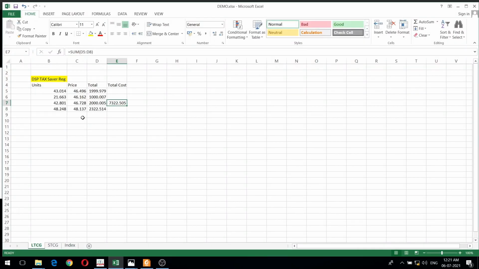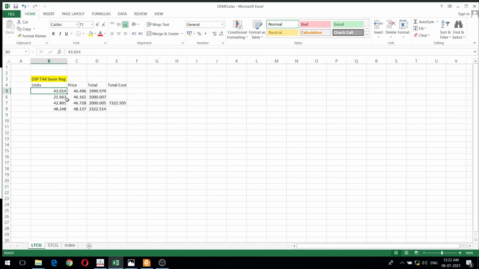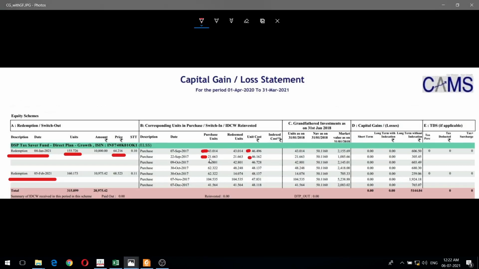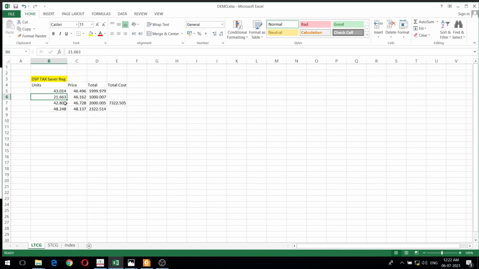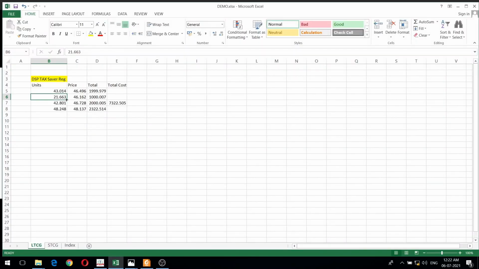So these are the units, 43014, and the unit cost is 46496. Second is 21663, and 46162 is the unit price. Similarly, for the other two also I have duly quoted. So these are the units, this is the purchase cost, and this is the NAV value. Okay, and this is the purchase cost.